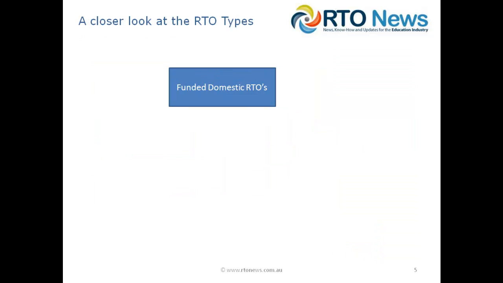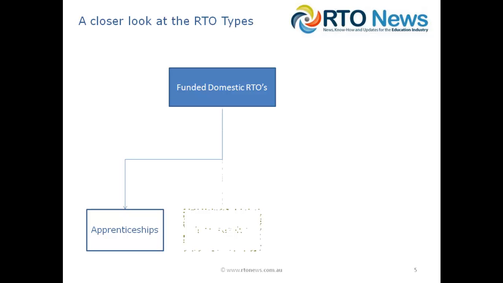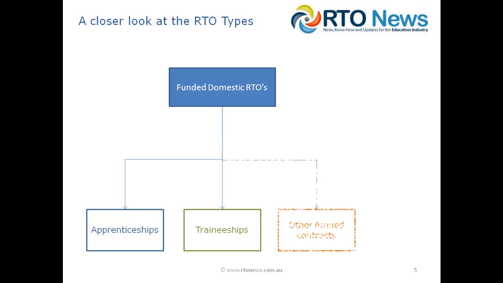Let's take a closer look at RTO types. Funded domestic RTOs. These RTOs deliver training to students that are completing apprenticeships or traineeships or are being retrained to enter the workforce under another funded contract. Their tuition fees are paid by the government at a state or territory level, and a component of these fees can also be contributed by their employer.